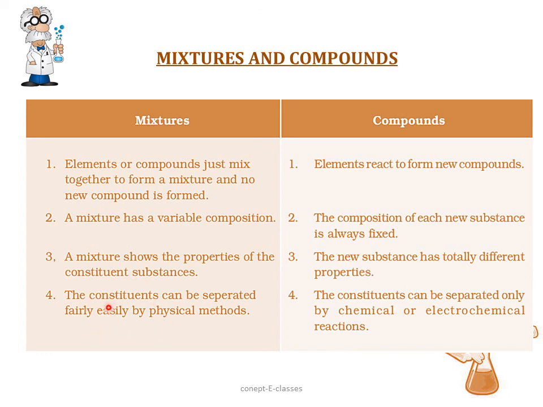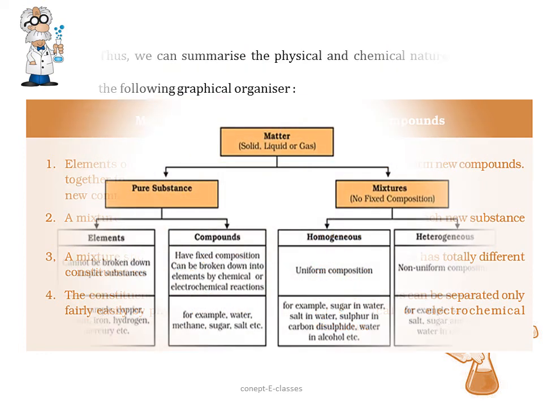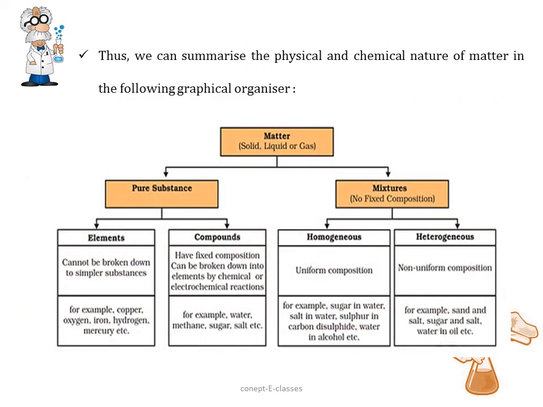Now the constituents of a mixture can be separated easily by physical methods, whereas the constituents of compounds can be separated only by chemical or electrochemical reactions. Thus, we can summarize the physical and chemical nature of matter in the following order. Matter can either be solid, liquid or gas. It is divided into pure substances and mixtures. Now, pure substances are of two types, elements and compounds.